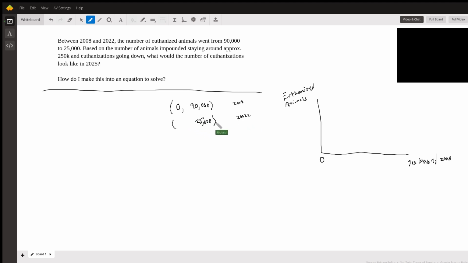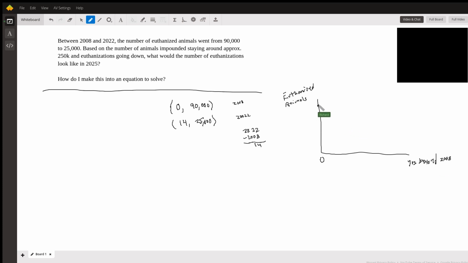But we're not going to put 22 in here. We're going to put 2022 minus 2008. And you can do that on your calculator if you prefer, or you can just use mental math. And this is 14 years later. So the x value is the number of years beyond 2008. Now let's plot these on our graph.